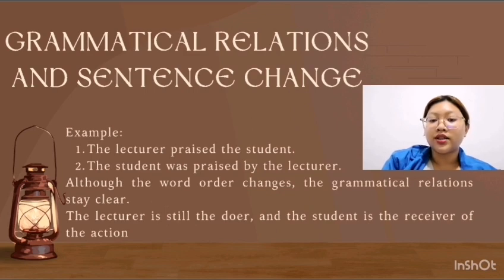Grammatical relations and sentence change. Example: the first one is, the lecturer praised the students, and the second, the students were praised by the lecturer. Although the word order changes, the grammatical relations stay clear. The lecturer is still the doer and the students are the receiver of the action.